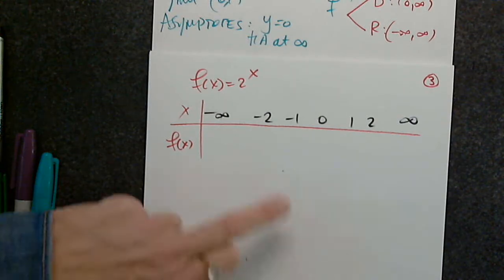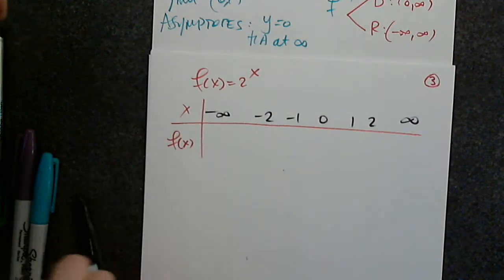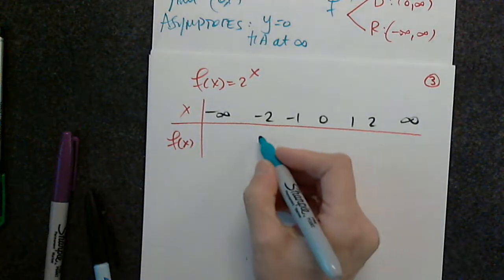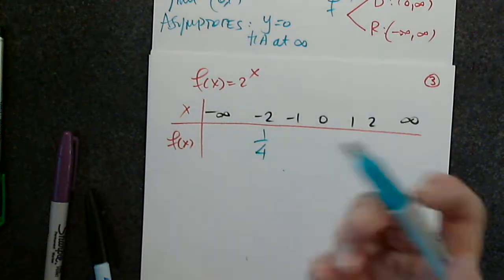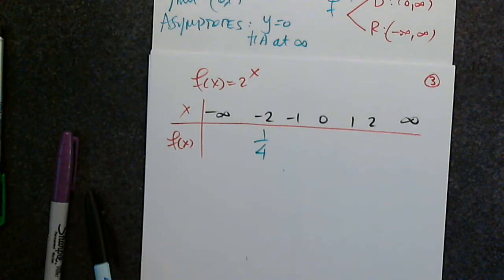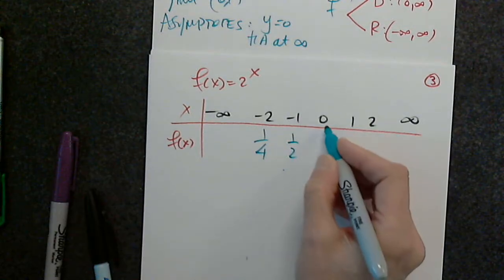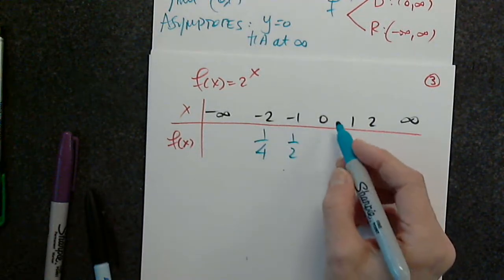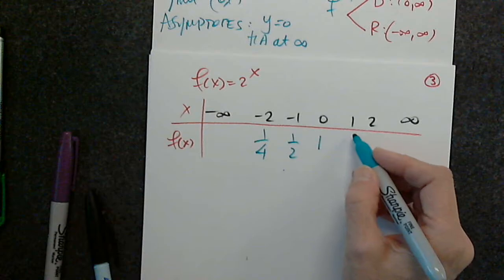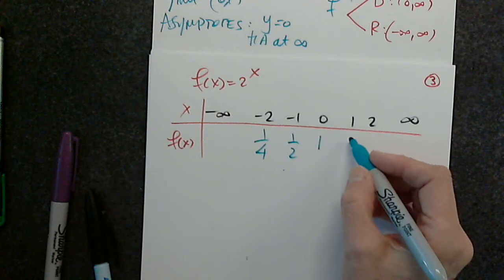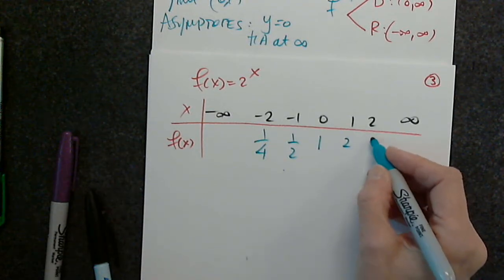Okay. So let's plug in -2 and find the y coordinate, please. 1/4. Very good. 2 raised to -2 is 1/2 squared. Perfect. Thank you. When x is -1. Awesome. When x is 0, we cannot forget that, right? 1. When x is 1. When x is 2. Good.